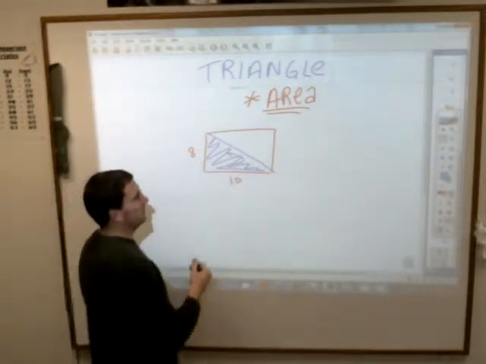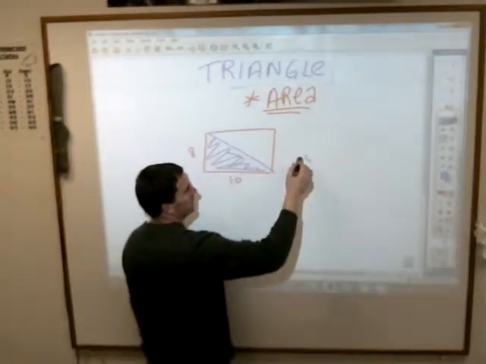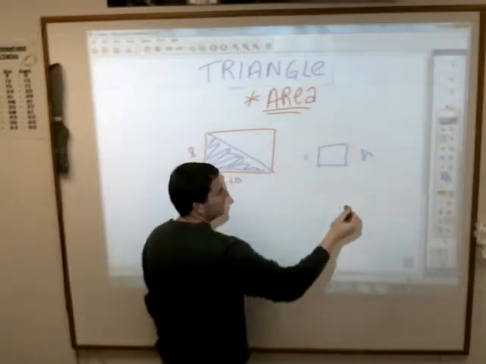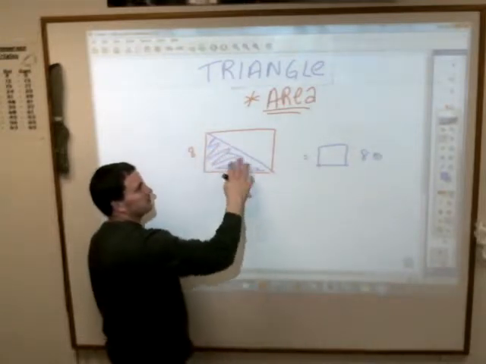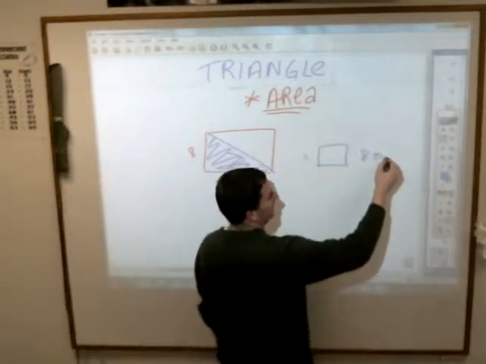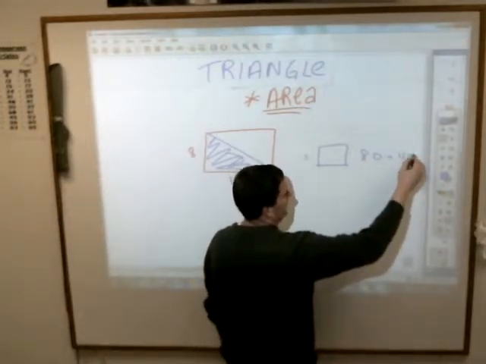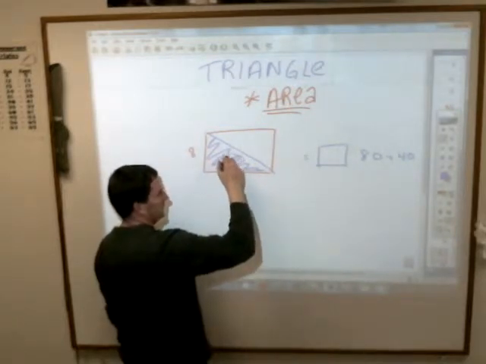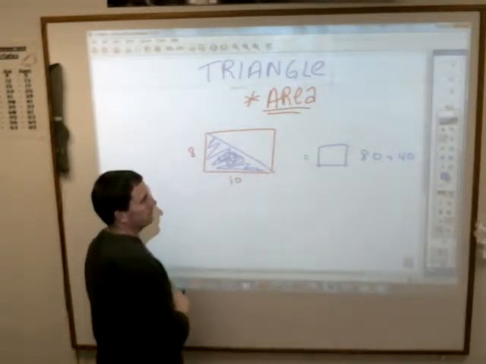Okay? And when we did the problem, what did you do? Well, you know the area of the whole rectangle was 8 times 10, which is 80. But the triangle only covers half of that. So you'd have to take 80 and cut it in half, and the area of the triangle is 40. They try to get you to think about that a little bit here. 40 square inches or whatever it is.